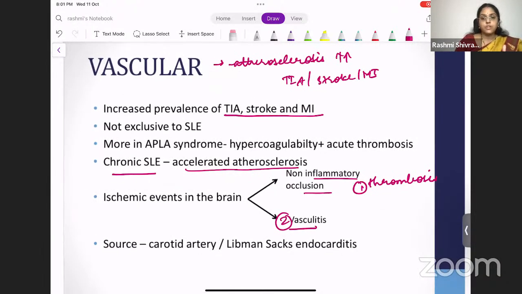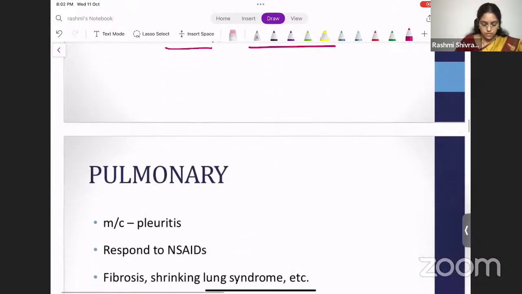So the patient can have all these risk factors, develop all these complications because of either thrombotic complications or because of the patient having vasculitis. Okay. And the source can be from the carotid artery or from the endocarditis, which we will see later. Okay. So these are the vascular complications which the patient can develop.